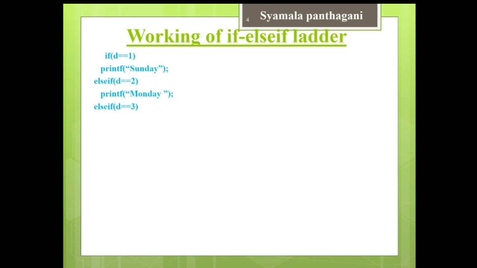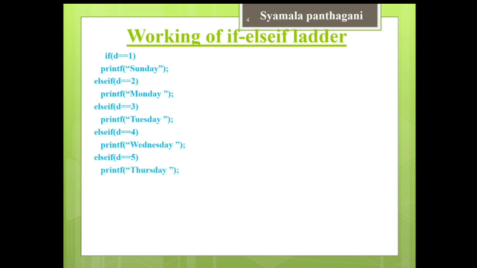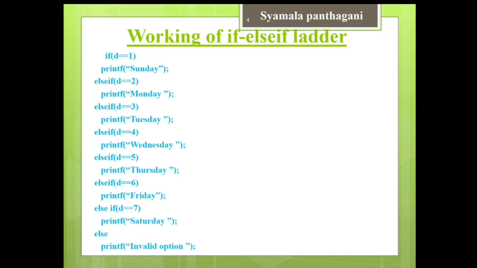Else if D is equal to 3, printf Tuesday. Else if D is equal to 4, printf Wednesday. Else if D is equal to 5, printf Thursday. Else if D is equal to 6, printf Friday. Else if D is equal to 7, printf Saturday. Else printf invalid option.